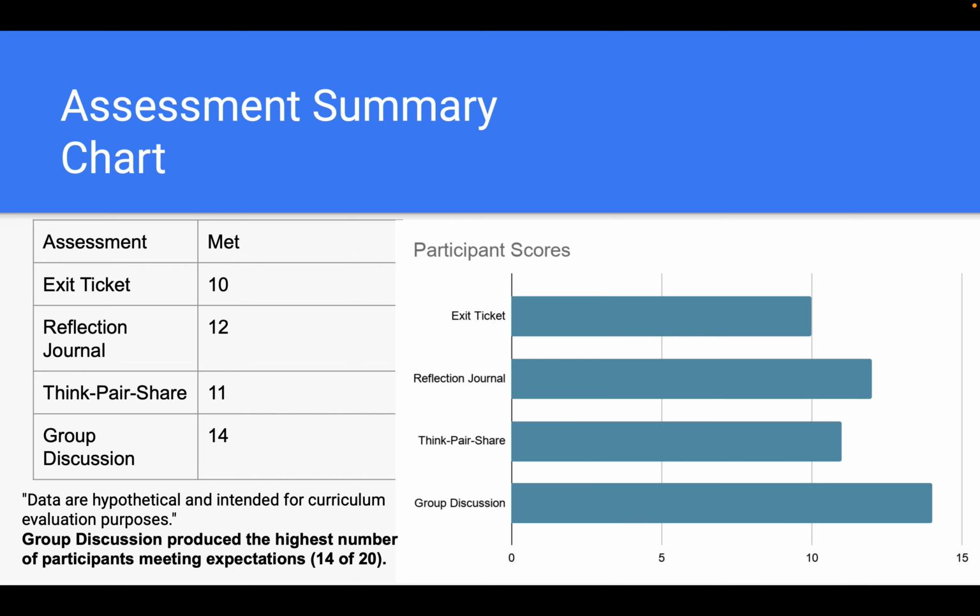This chart summarizes the number of participants who met expectations on each assessment. Group discussion produced the highest level of success, with 14 of the 20 participants meeting expectations. Reflection journals and think, pair, share activities also demonstrated strong results. These findings suggest that collaborative and reflective learning opportunities were particularly effective in supporting participant understanding of SEL self-management concepts.